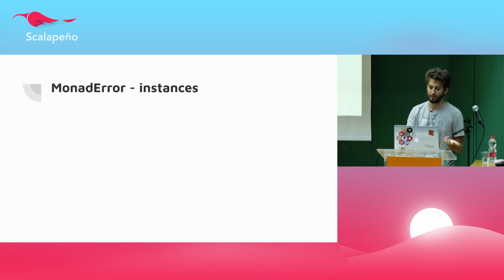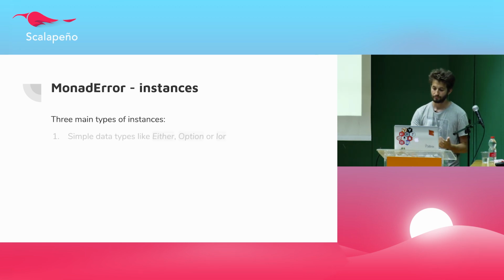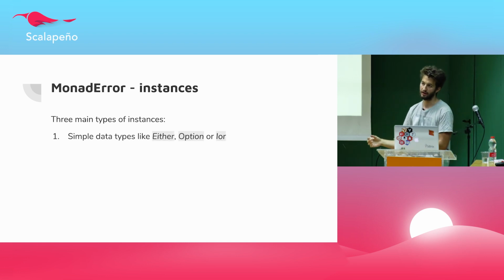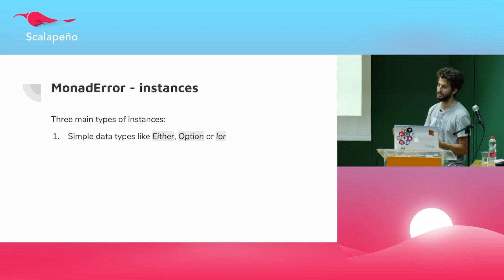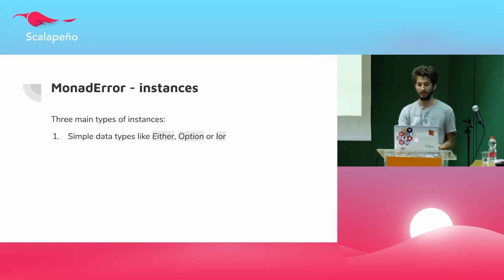We have basically three different types of instances for this monad error type. The first one are these very simple data types that operate in the pure space of Scala. That is something like Either and Option that we saw, but also something like this IOR data type, which is basically an inclusive OR. It's also called These in Haskell. Basically it can be either one or the other or both, right? So it's an inclusive OR relationship. So that's the first type of instances for monad error.